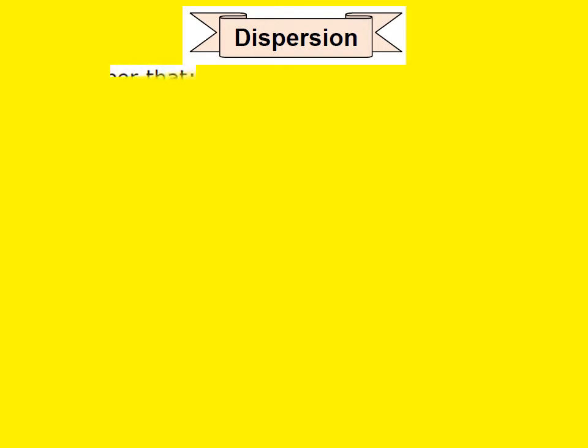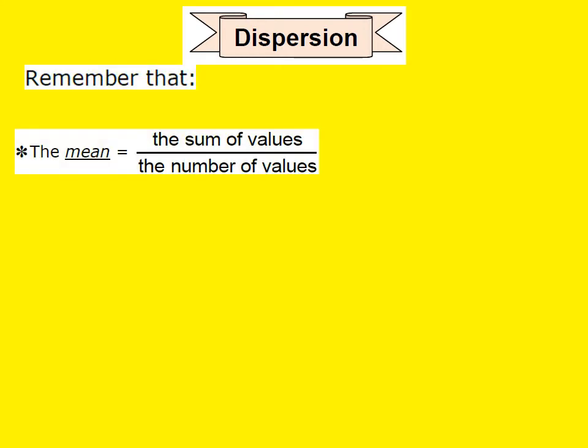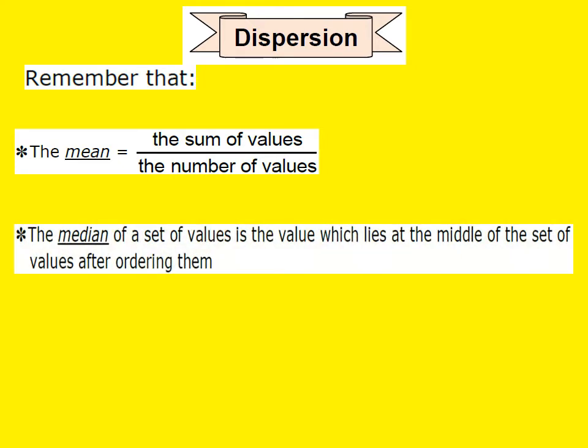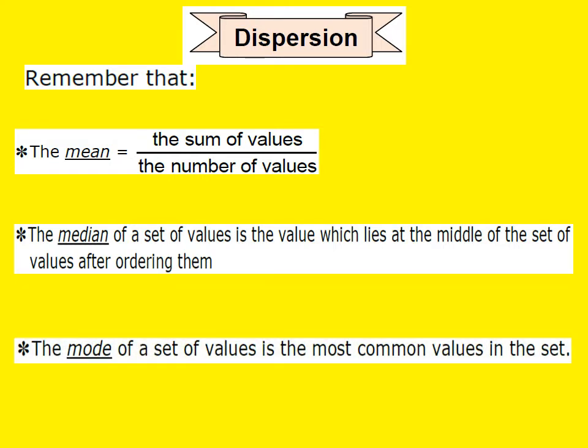Dispersion. Remember that the mean equals sum of values over number of values. The median of a set of values is the value which lies at the middle of the set of values after ordering them. The mode is the most repeated value or most common value in the set.